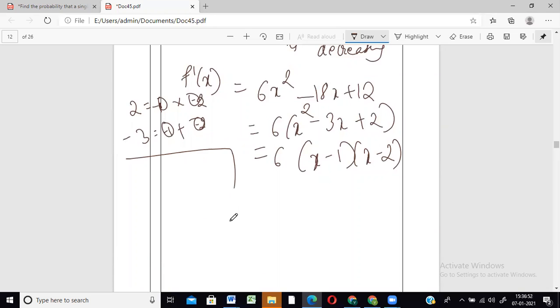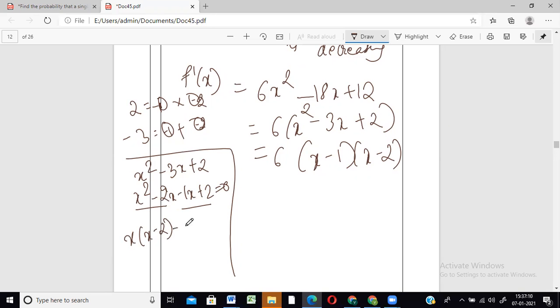So rough work if you want, I'll give it over here. x square minus 3x plus 2. So I've told you the two numbers are minus 1 and minus 2. x square minus 2x minus 1x plus 2, which is equal to 0. From these two you take x common, x into (x minus 2), and from here we can take minus 1 common. So then we get x minus 2. So here we have (x minus 2) into (x minus 1). That is what I have written over here. Clear? Okay.